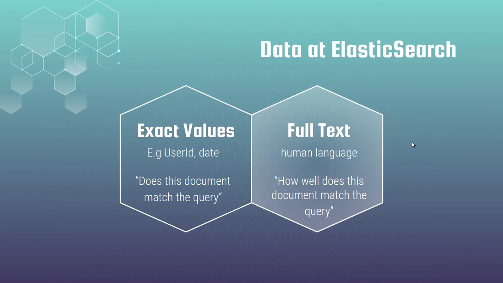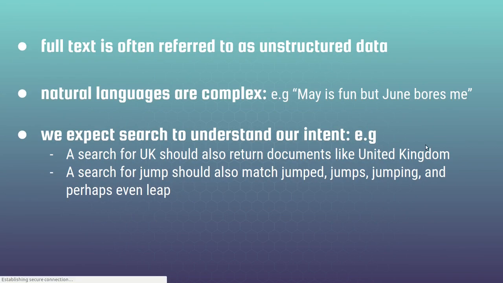And here we have to answer the question: how well does this document match the query? The problem with full text is that it is often referred to as unstructured data. Natural languages are very complex. Have a look at this example: May is fun, but June bores me. What is May here? Is it a month? Suppose not, probably that is some girl's name. But it is not easy to understand even for a human eye.